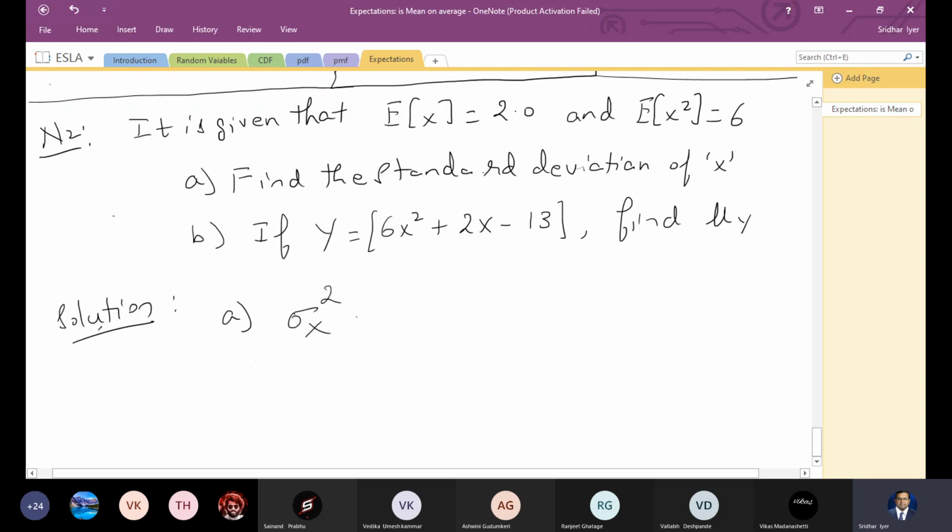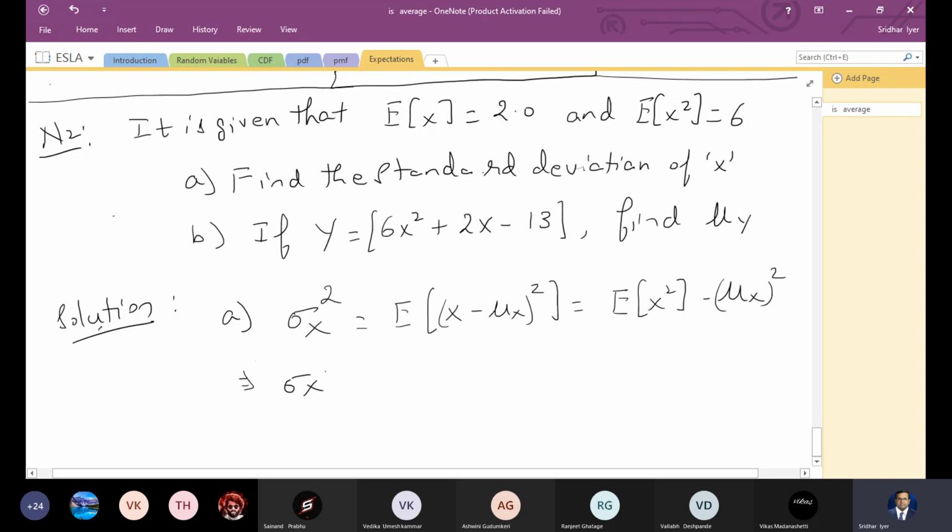So sigma x square is E of x minus mu x the whole square. And we have proved that this can be written as E of x square minus mu x the whole square, right? Therefore, for this problem, sigma x square will be E of x square, which is given to us as 6, minus mu x the whole square. Mu x is 2, so you'll have 2 square. So you have 6 minus 4, which is 2.